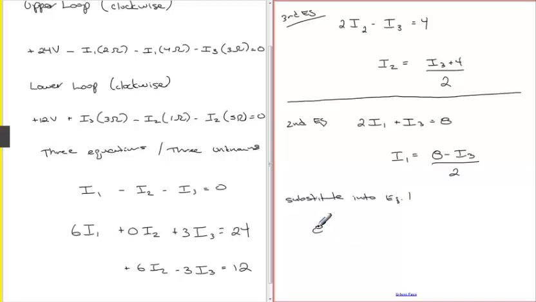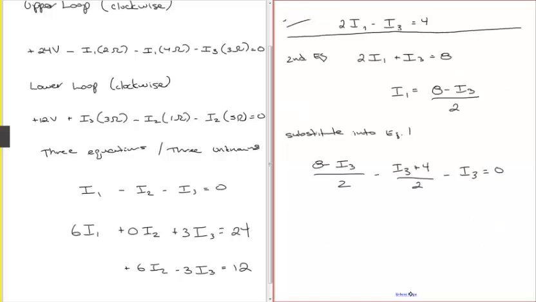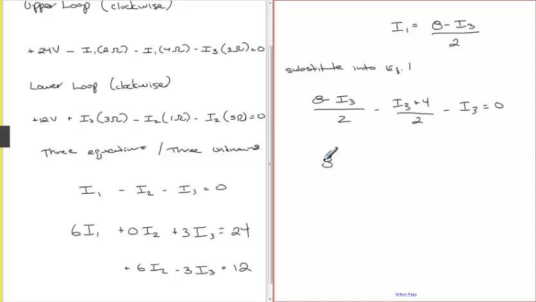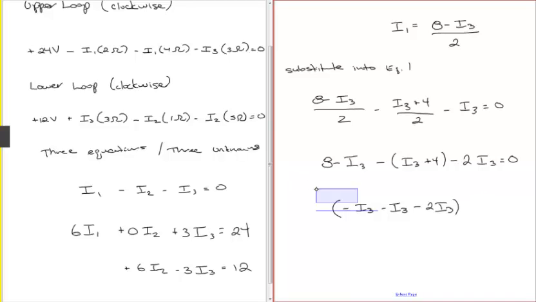So for I1, we'll put 8 minus I3 divided by 2. For I2, we'll put in I3 plus 4 over 2. And for I3, we'll just leave it alone. So everything is now in terms of I3. Let's multiply everything by 2. That'll give us 8 minus I3 minus the quantity I3 plus 4 minus 2I3 equals 0. And so we'll have negative I3 from here, another negative I3, and negative 2I3 from the third term. So those are the ones involving I's.